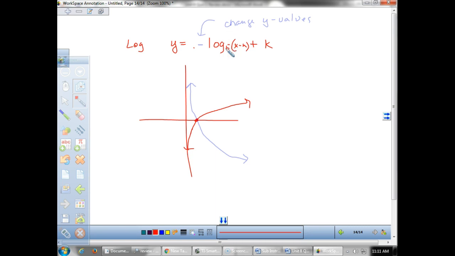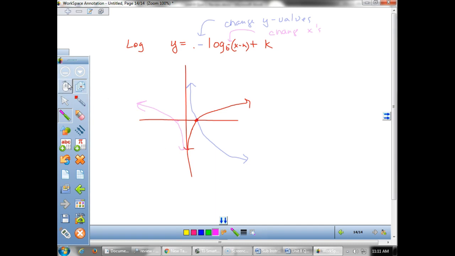So what will that negative in the parentheses do right there? That negative is going to change all the x's. So if it's in front of the x, it changes the x's. If it's in front of the entire thing, it changes the y's. So when I change the x values, it's going to be a reflection how? Like this. So this one becomes a negative one, and it looks like this. So that should hopefully help you with the graphing.